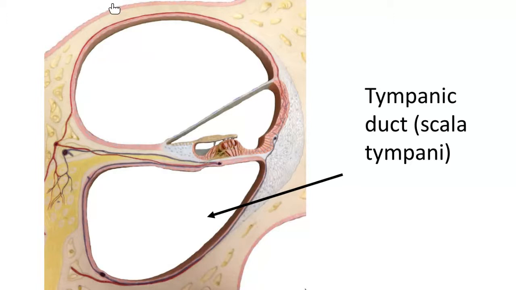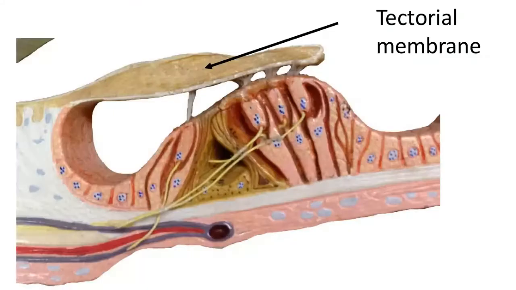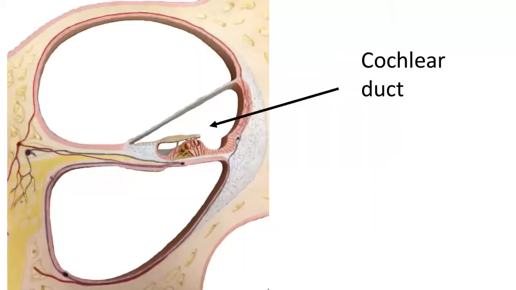Going back to this structure here, this is our spiral organ. The thing that sits right above the spiral organ is called the tectorial membrane, and those hair cells are attached onto it. The last chamber or space that we haven't talked about, the smallest of the three, is called the cochlear duct.